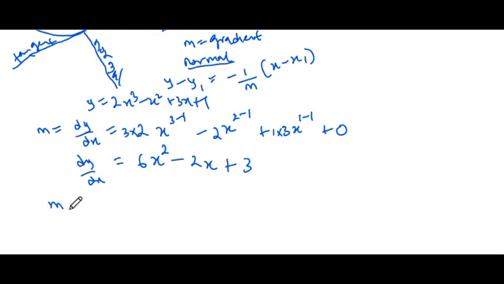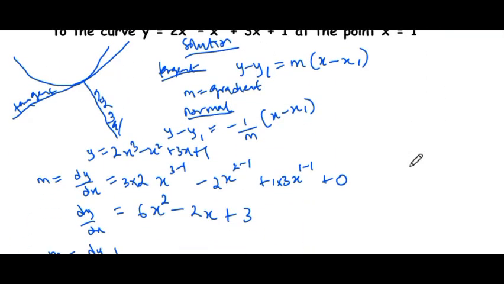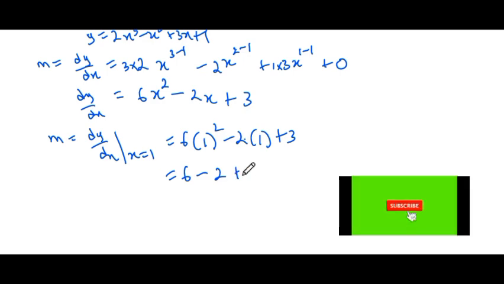So m is dy dx at x is equal to, let's see, we are given the value of x. It says that x is equal to 1. So anywhere we see x here, we'll plug in 1. So this becomes 6 open bracket 1 squared minus 2 open bracket 1 plus 3. That's 1 raised power 2 is 1, 1 times 6 is 6, minus 2 times 1 is 2, plus 3. 6 minus 2 is 4, 4 plus 3 is 7. So m is equal to 7.